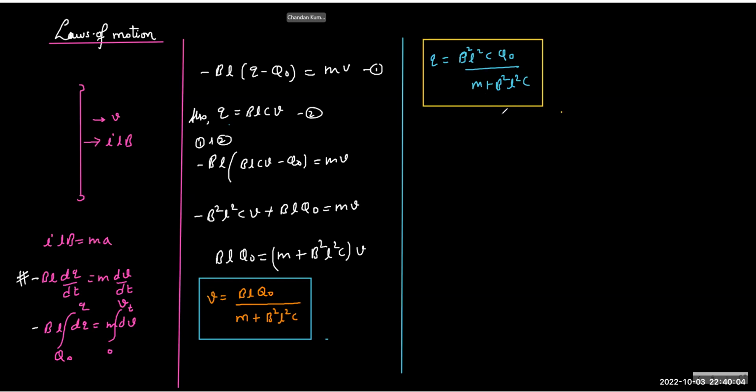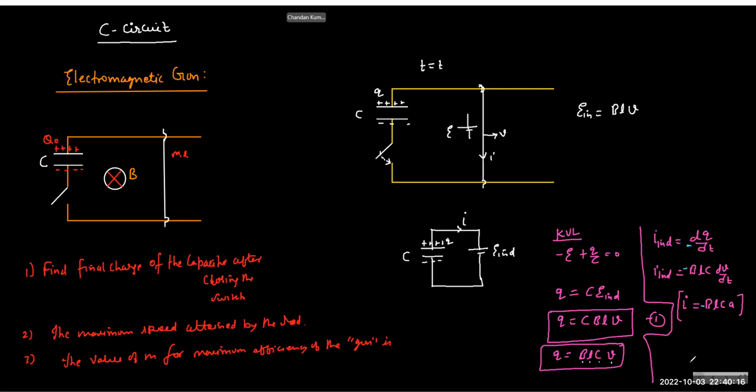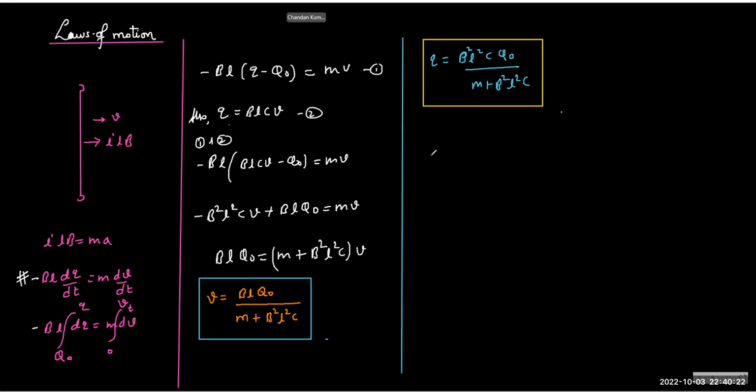Okay, so this was the electromagnetic gun. The last part is we got the charge, we got the V. The last part is: find the value of M for which the maximum efficiency of the gun is obtained. What is the meaning of maximum efficiency? First of all, we'll talk about efficiency. What is efficiency?